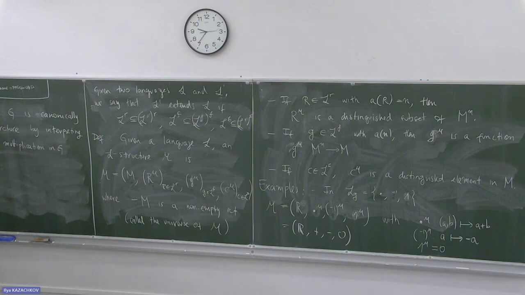This one has the inverse, and this one has the neutral element, right? This is clear, right? This is a way in which we can use this language to interpret these things.